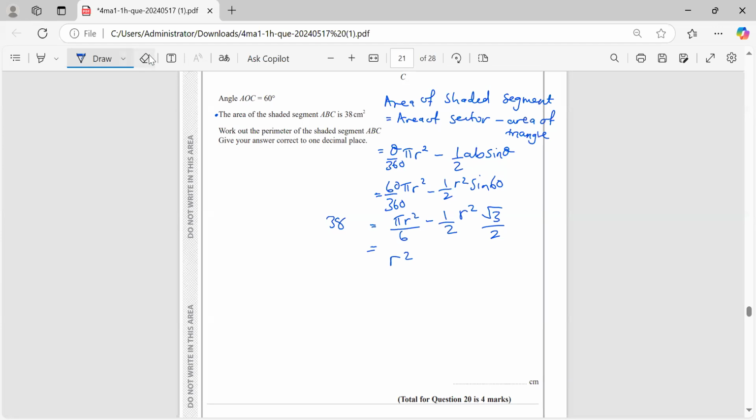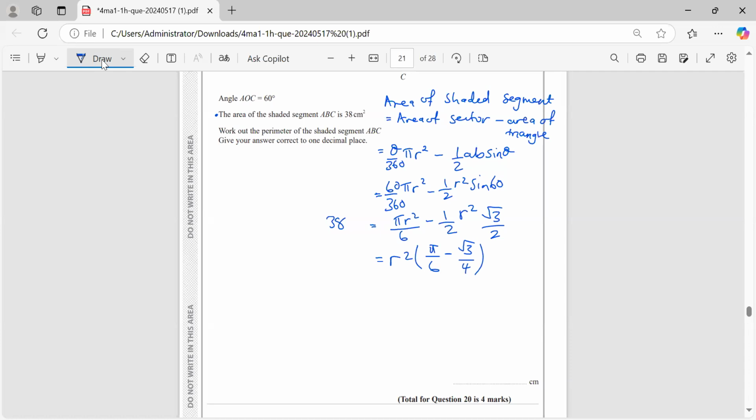All right, so it's going to be R squared. If I remove R squared, 2 times 2 is going to be 4. So if I remove this R squared, I'm left with pi over 6 minus root 3 over 4.